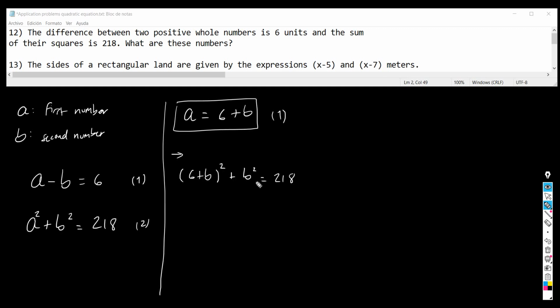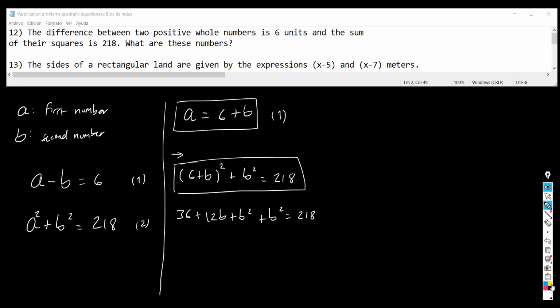218. And as you can see, we have a quadratic equation. You can expand this binomial. Let's do that very quickly. That's going to be 36 plus 12b plus b squared plus b squared equals 218. This is a quadratic equation which is not yet in standard form. You have to solve it. By solving it, you will find b, and once you have b, you can put it here and find a. And therefore, we have already solved this problem. You see, this is the difficult part, the analysis. The solving of the equations is merely mechanical.